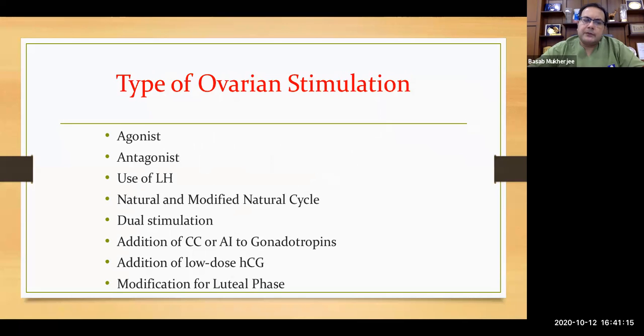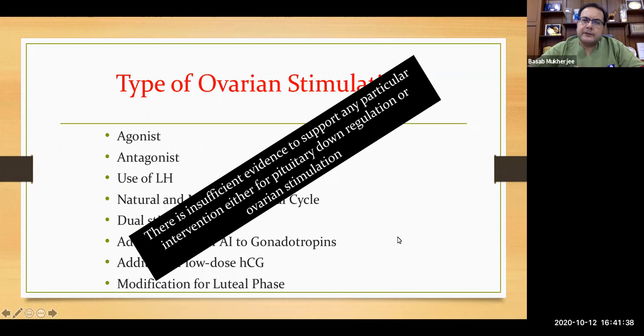Types of ovarian stimulation: GnRH agonists, GnRH antagonists, use of LH, natural cycle, modified natural cycle, dual stimulation, addition of clomiphene citrate or aromatase inhibitors to gonadotropins, which one to use, addition of low dose HCG, and modification for luteal phase. So again, insufficient evidence to support any particular intervention, either for pituitary down regulation or ovarian stimulation. You're trying to do some down regulation with OCPs before, or GnRH analogs before starting the stimulation. There is not very strong evidence to suggest one is particularly better than the other.